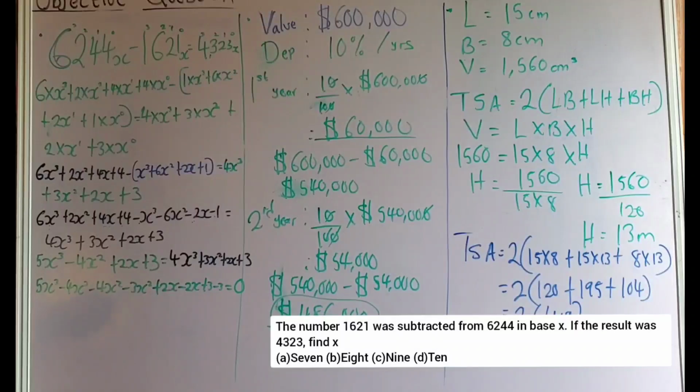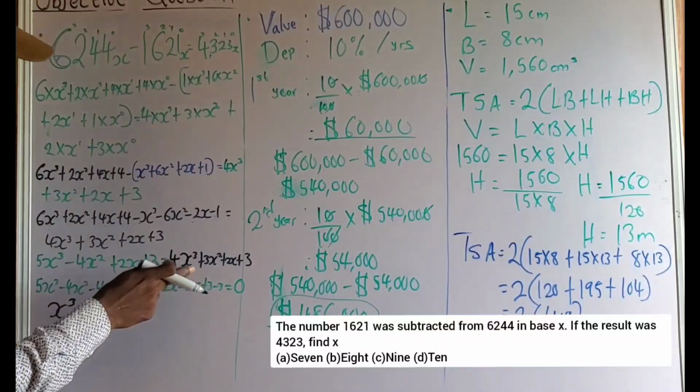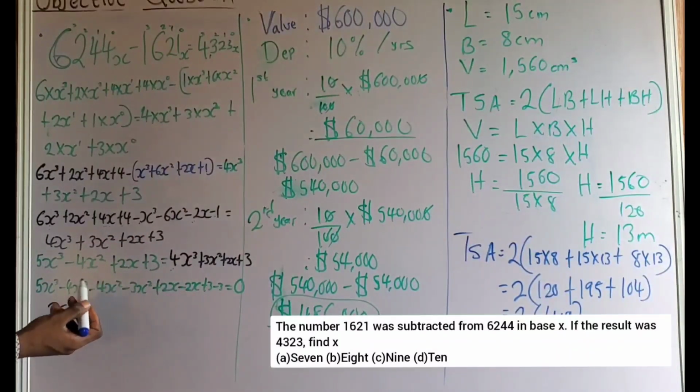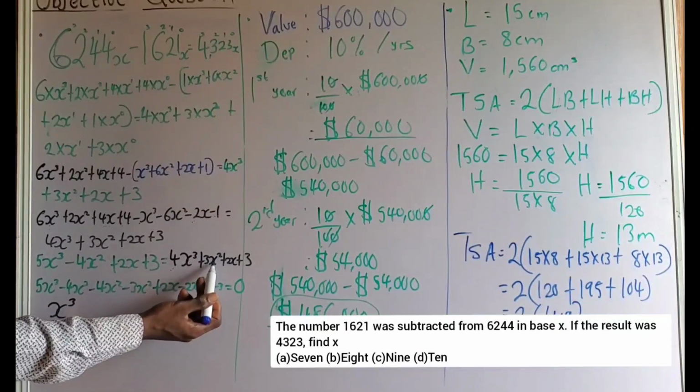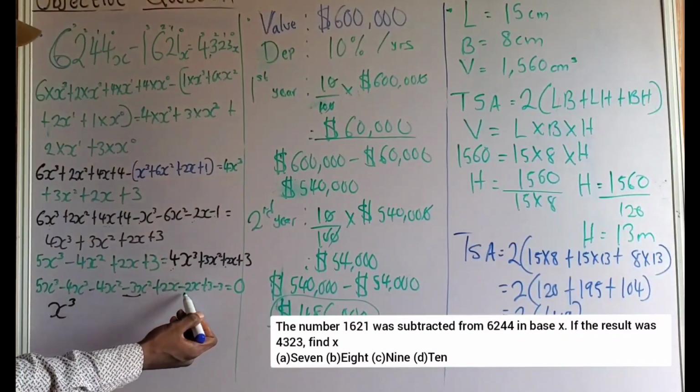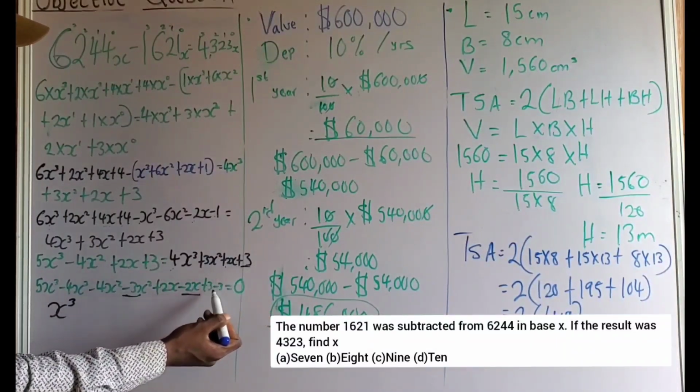Now, 5x to the power of 3 minus 4x to the power of 3, that is x to the power of 3. Okay. If you didn't understand, listen to the explanation again. What I did here was that I moved all this to the left hand side of the equation. And if this positive 4x to the power of 3 is coming, it's going to change to negative. Okay. And this positive 3x to the power of 2 is going to change to negative 3x to the power of 2. And positive 2x is going to change to negative 2x. And plus 3 is going to change to minus 3.